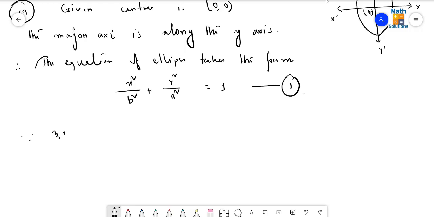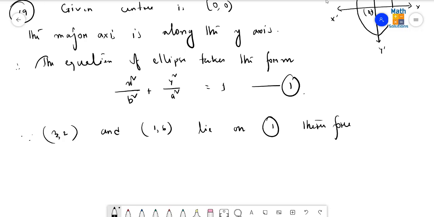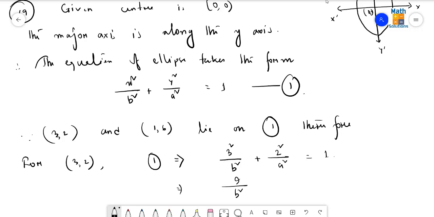Since 3, 2 and 1, 6 lie on 1, therefore what do we get? For 3, 2, we can put 3 and 2 in places of x and y respectively. So 3 square by b square plus 2 square by a square is equal to 1. So what would I get? 9 by b square plus 4 by a square equals to 1. Let us mark this as 2.